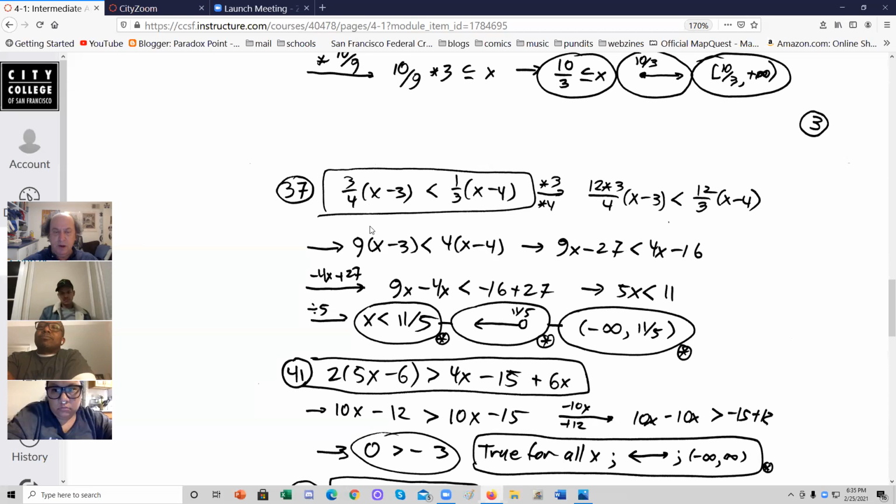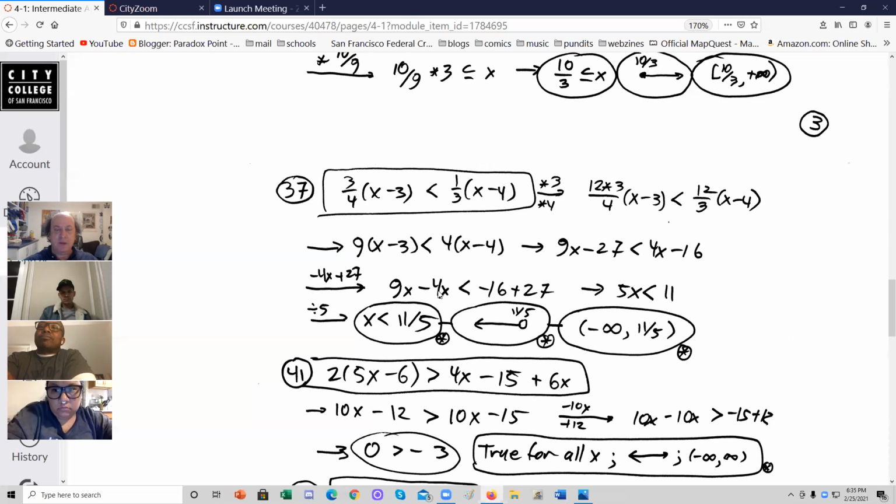Okay. Distribute the 9 over this, the 4 over that. Get 9x minus 9 times 3 is minus 27, less than 4x, 4 times negative 4, minus 16. 9x minus 27 is less than 4x minus 16. I will move the 27 to the right and the 4x to the left by subtracting 4x from both sides and adding 27 to both sides. Since these are just additions and subtractions, the inequality sign remains the same.